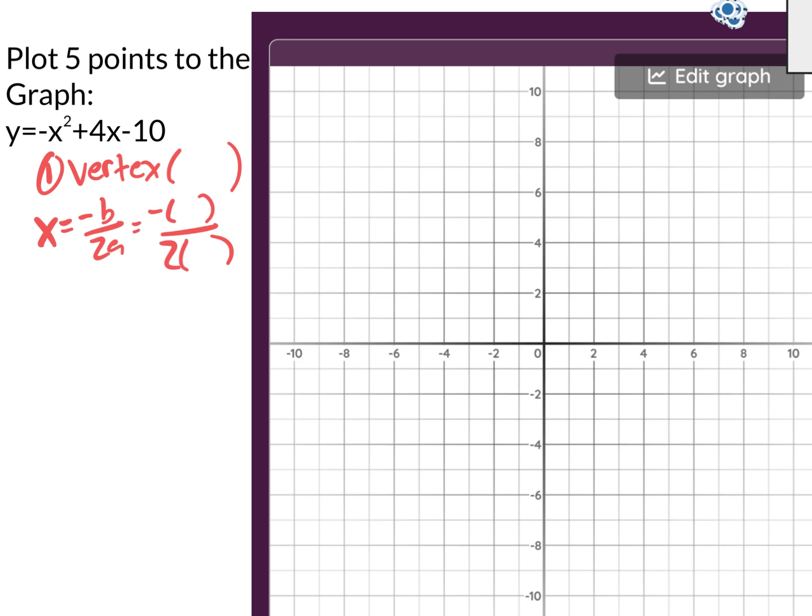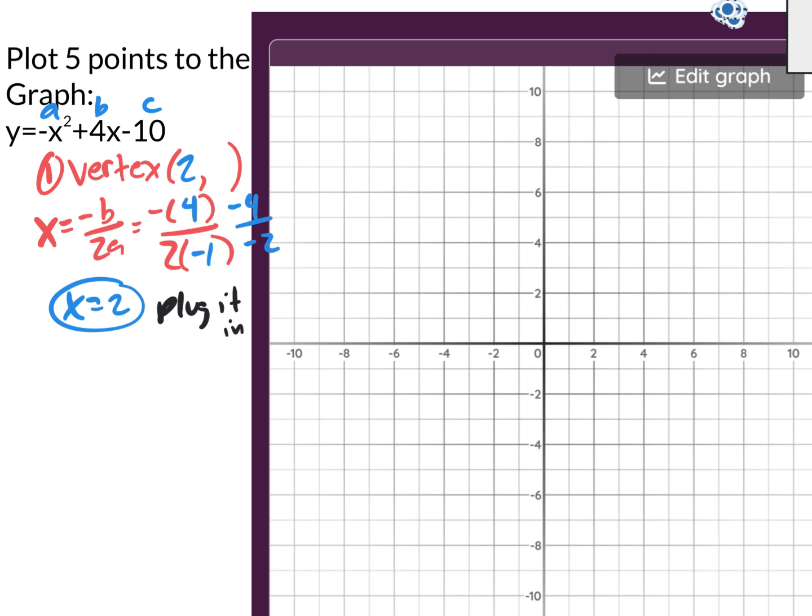Make sure you identify your b value of 4, your a value of negative 1, and the c value is not in the formula. So you have a 4 right there and a negative 1 right there. So you really have a negative 4 over a negative 2. So your x value is actually a positive 2. That's the x value of the vertex. Once you have that x value of 2, I want you to plug it in.